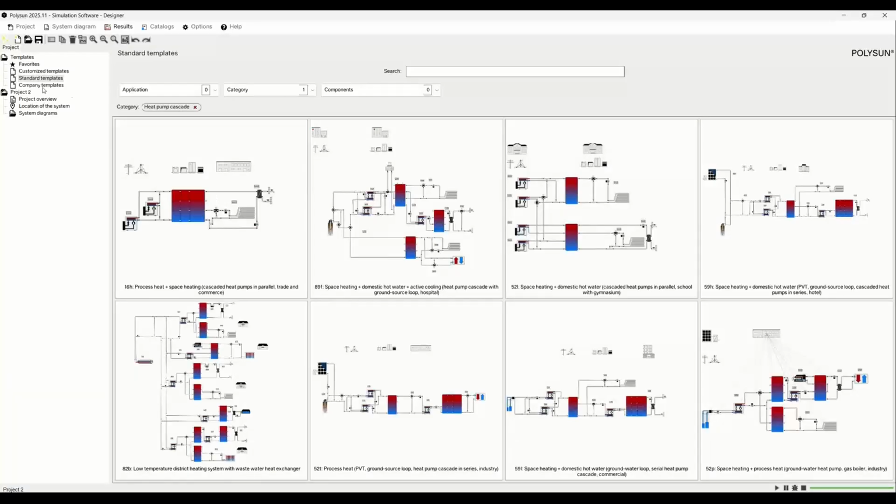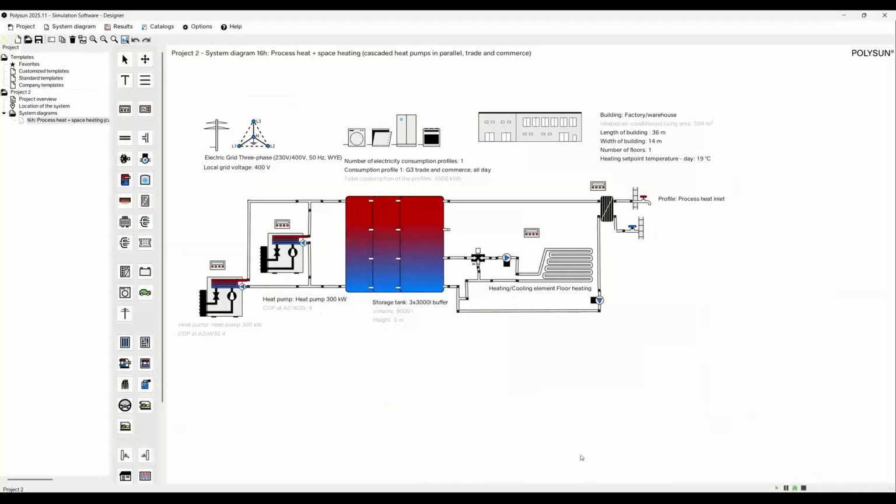So here in Polysan, you can see that you can filter in the standard templates by application and also by category. Application is, for example, hotel, commercial, industrial area. And here the first category is already heat pump cascade. There are 8 systems available here, which have different focus. We will start by looking at the 2 different types of heat pump cascades, which are parallel heat pump systems. I will just open this one here, and you can see 2 heat pumps in parallel.